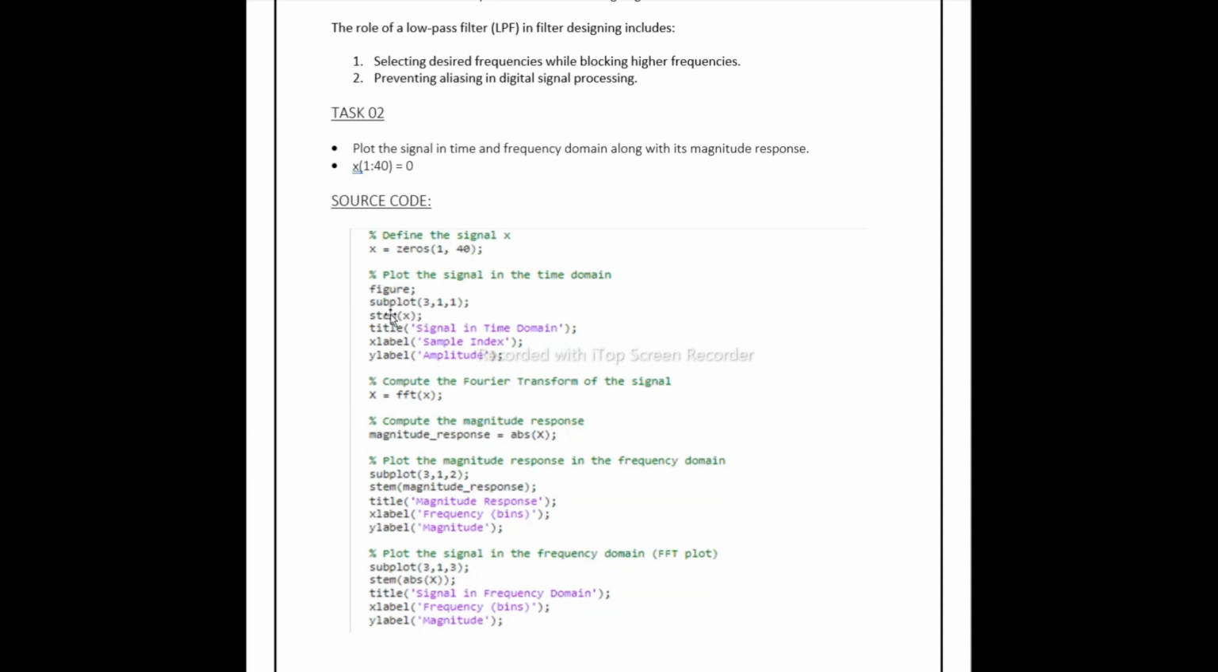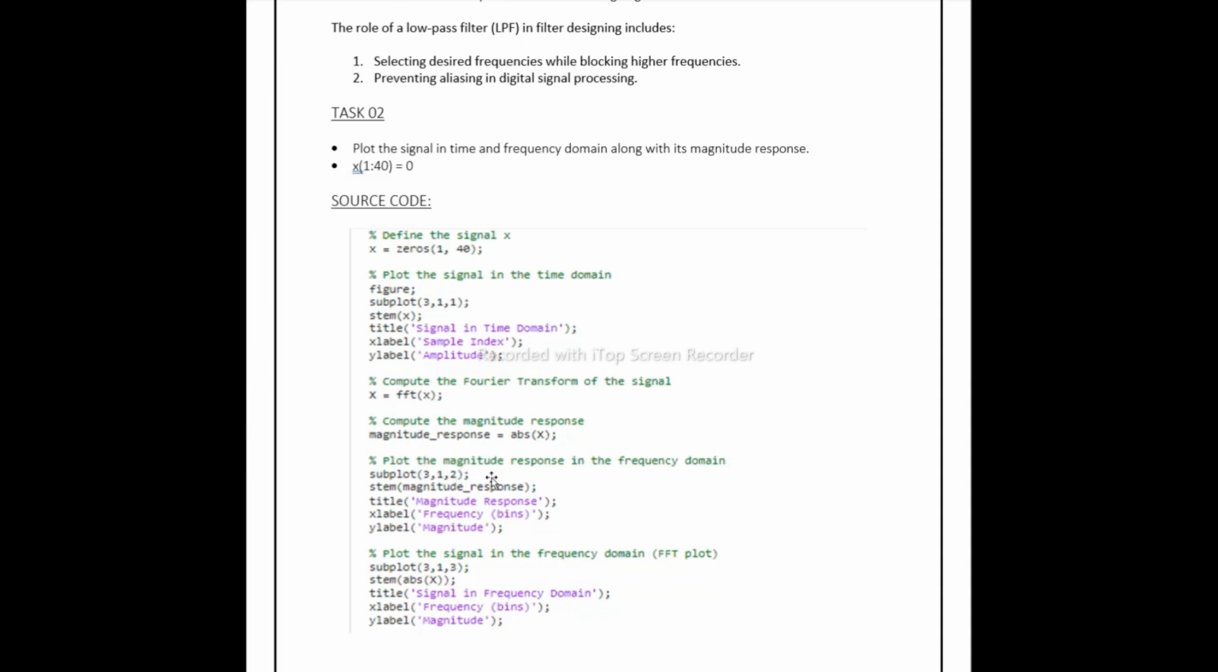Here we use figure and subplot, and then use the stem command and use the given title, and use xlabel and ylabel. Then we compute the Fourier transform of the signal, which is x equal to fft of x, and then compute the magnitude response. Magnitude response is equal to absolute of x.